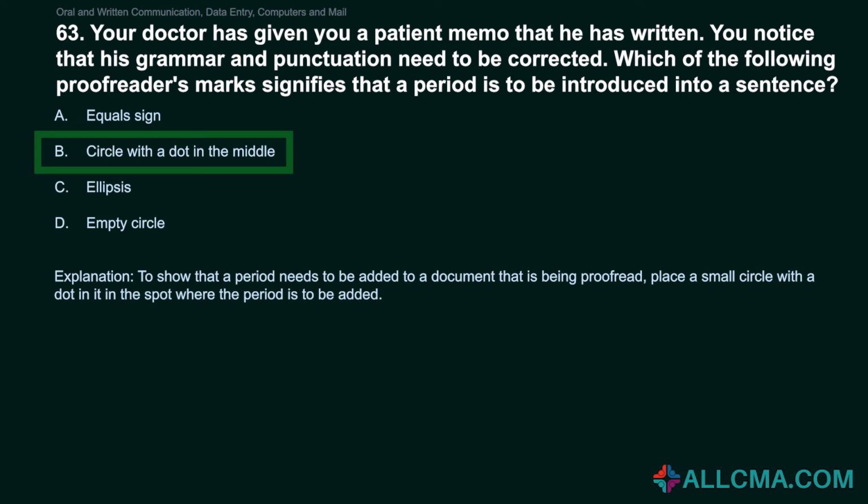To show that a period needs to be added to a document that is being proofread, place a small circle with a dot in it in the spot where the period is to be added.